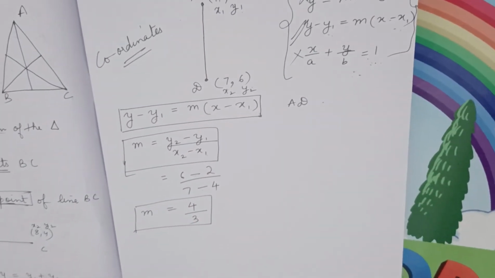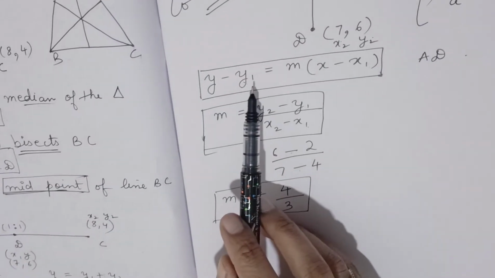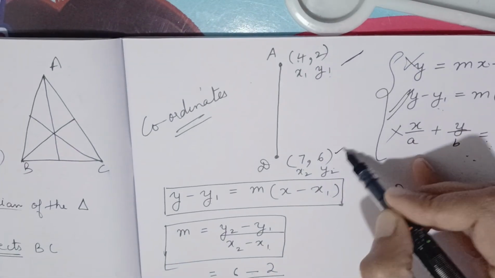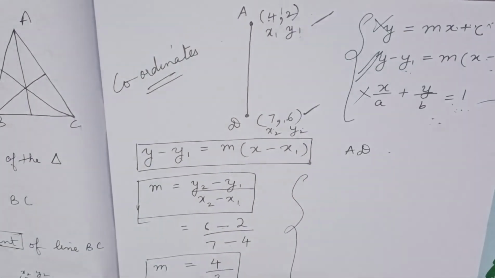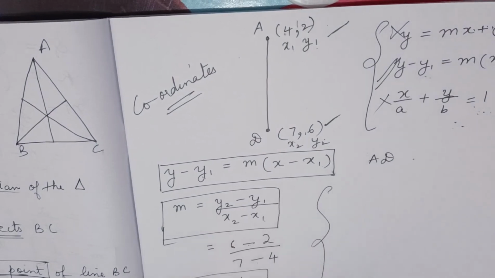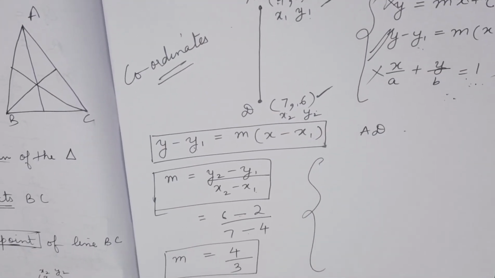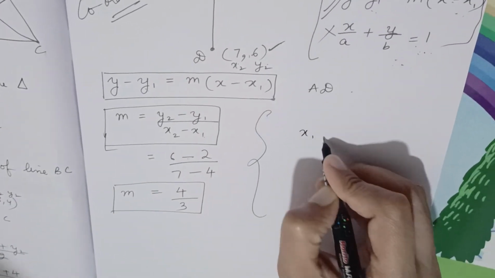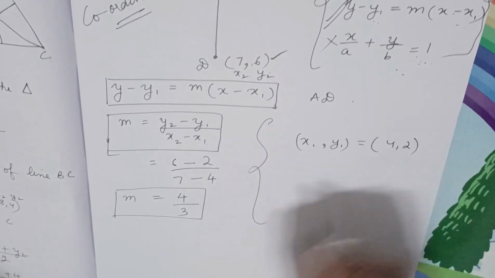Now let's find the equation. In the equation I need x1 and y1. From these two, any one you can use, any one from these two coordinates. See, both are coordinates of line AD, so any two coordinates you can use. I'll show you both here. You will get the same equation. So first of all, let's say I will use x1 and y1 as 4, 2.